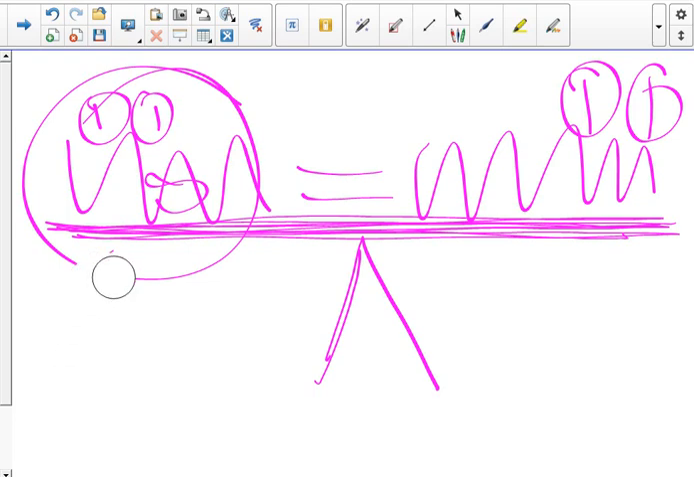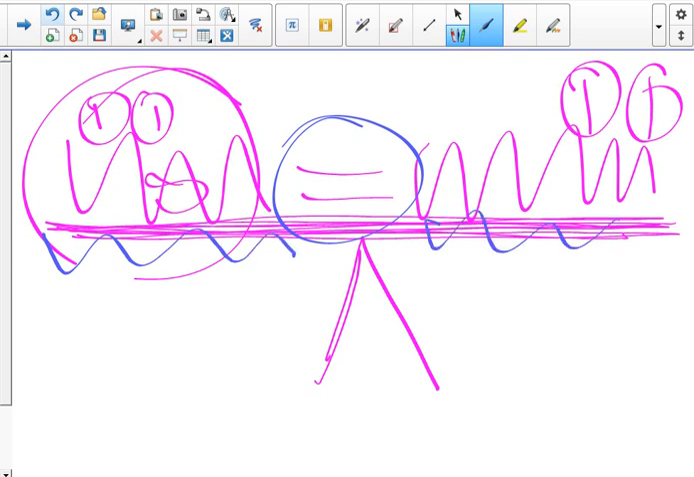So that is the whole purpose of equations. You've got this equal sign. Whoops, didn't mean to do that. You've got this equal sign. So whatever you do to one side of the equation, you must do the same thing to the other, okay? Whether it's add, subtract, multiply, divide. Any questions about that?